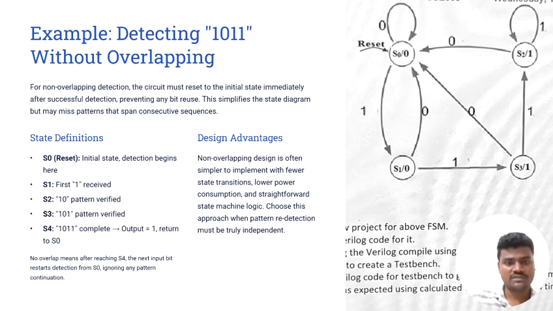State definition. Step one is the initial state, where detection begins. First 1 is received. Then the first 1 is received and the 101 pattern is verified. 101 complete, output is 1, and it returns to S4.